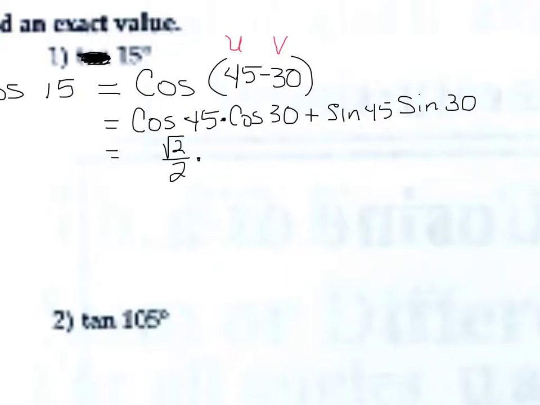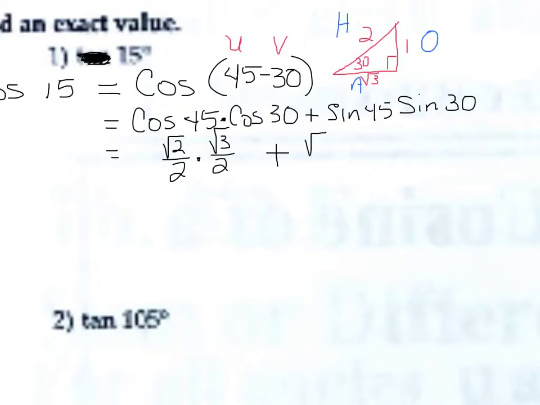Let me draw my triangle for those who still don't visualize what that is. 30, this is a 1, square root of 3, and 2. Opposite, adjacent, and hypotenuse. So cosine of 30 is the adjacent over the hypotenuse, square root of 3 over 2. And now plus sine of 45, which is square root of 2 over 2, and sine of 30, which is 1/2.